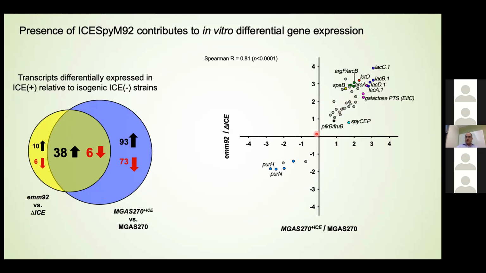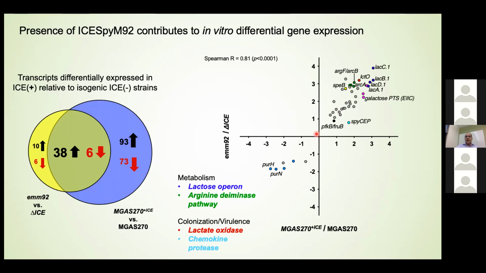We see a strong correlation in the level of differential expression of these genes, and these include genes involved in metabolism, such as the lactose utilization operon and the arginine deaminase pathway, but also factors involved in colonization and virulence, such as the lactate oxidase encoded by lctO, as well as a chemokine protease encoded by SpyCEP.